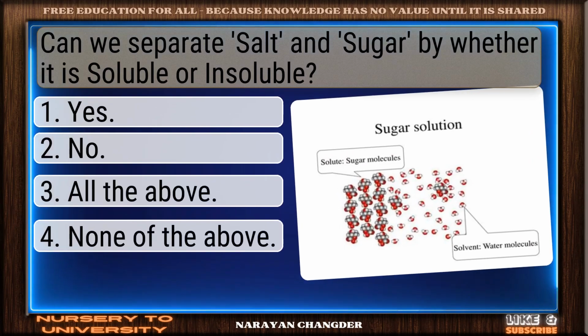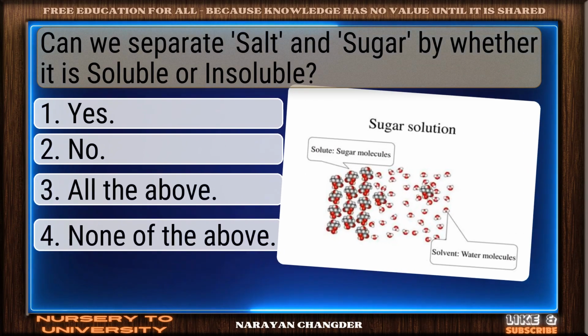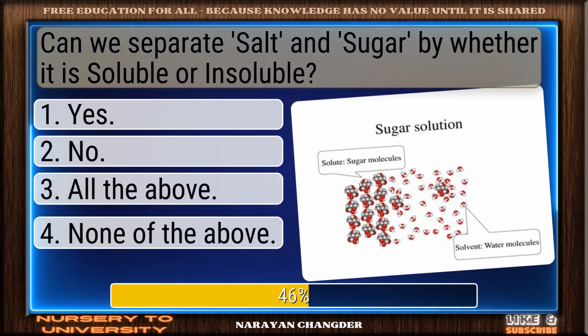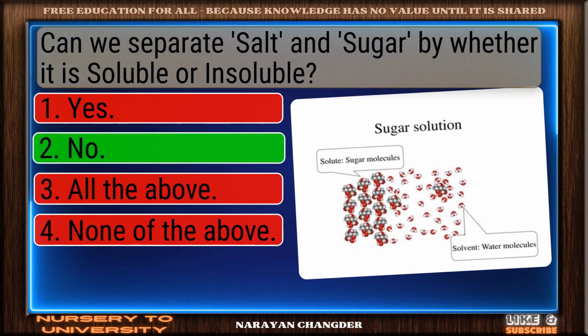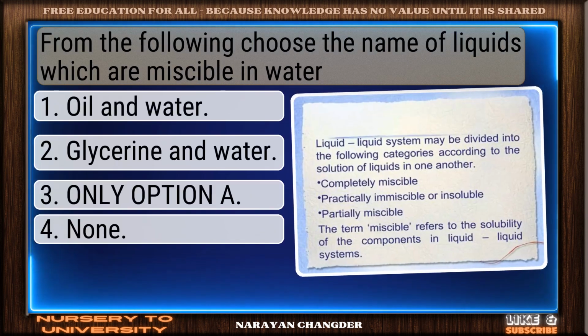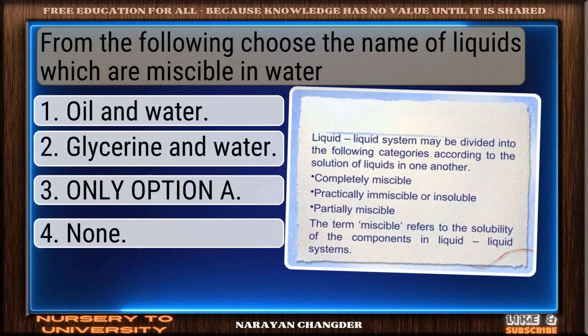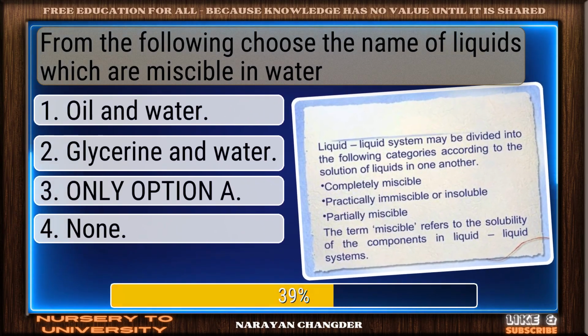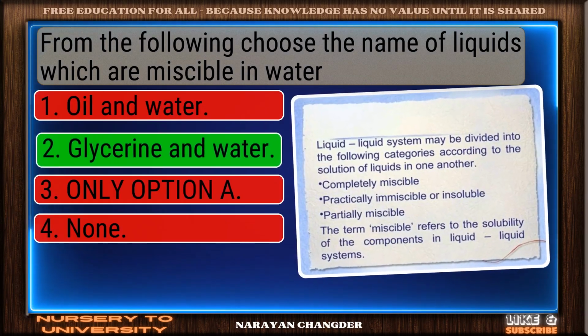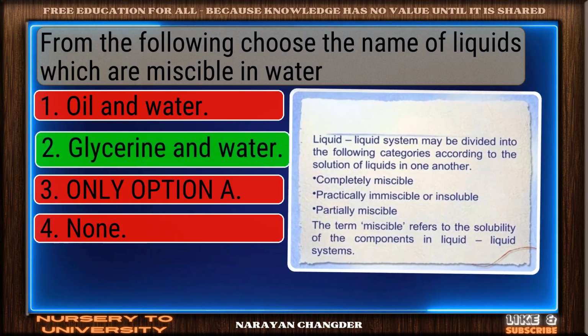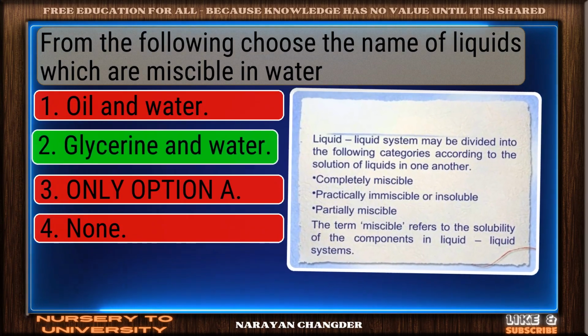Can we separate salt and sugar by whether it is soluble or insoluble? Bravo! No is the answer. From the following, choose the name of liquids which are miscible in water. Right choice. Glycerine and water is the best answer.